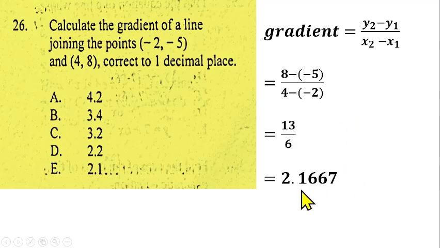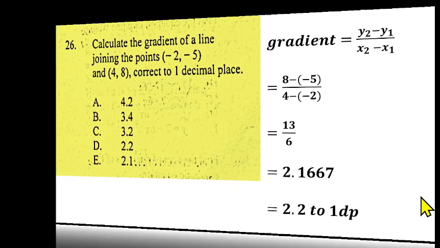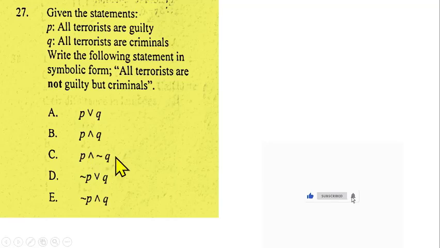And if you divide that, that should give us 2.167, which is 2.2 to 1 decimal place, which makes option D the right answer for question number 26. Question number 27 is from the statement.